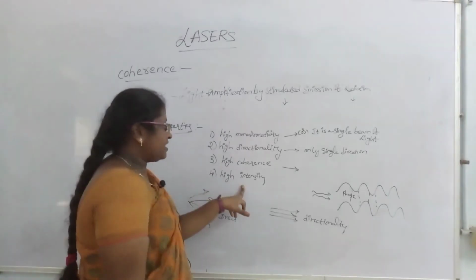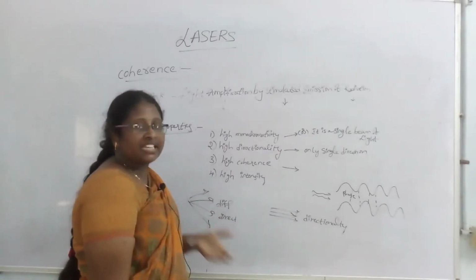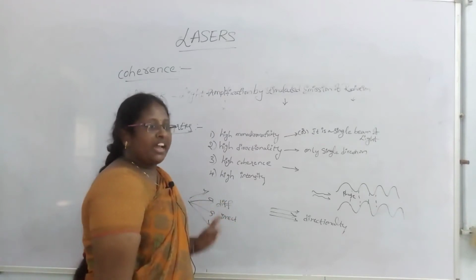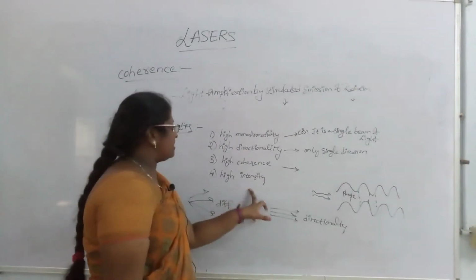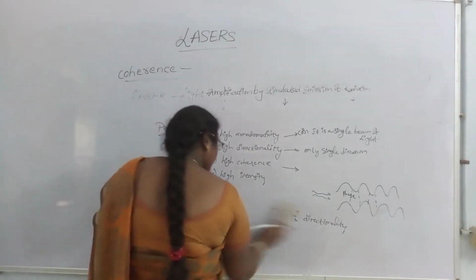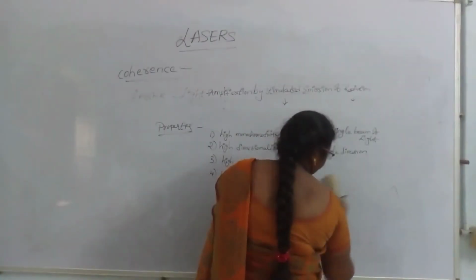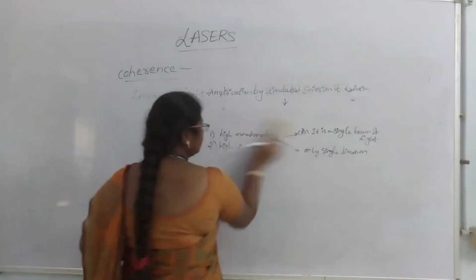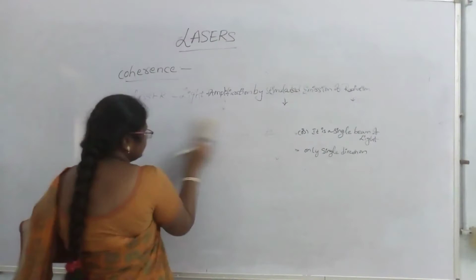Next, high intensity. Intensity means maximum strength. The emitted light radiation will be highly intense. That is called intensity. These are the properties of the lasers.